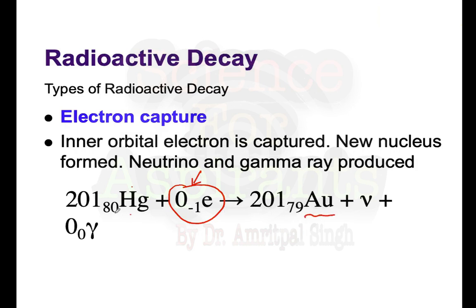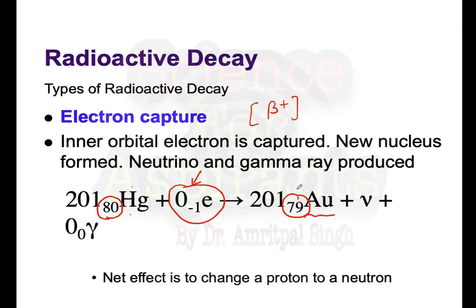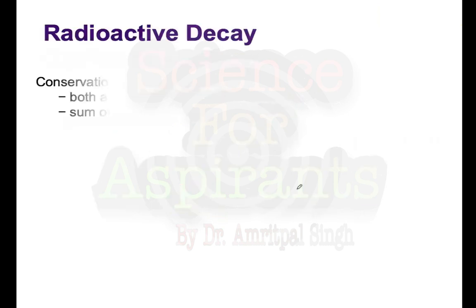During this electron capture process and the beta positron process, the atomic number is decreased by 1. So these are some of the examples. The net effect is a change of a proton into a neutron, so that is the same.